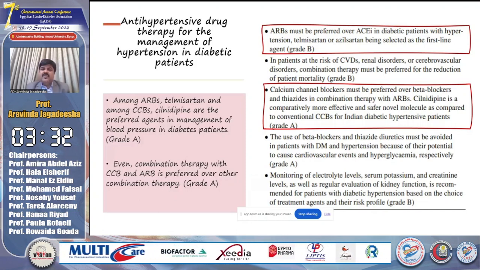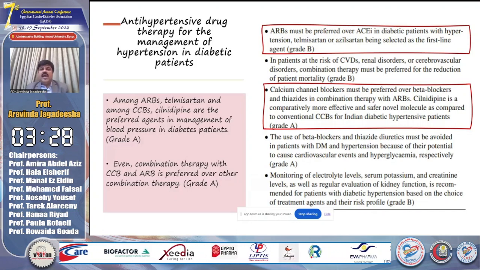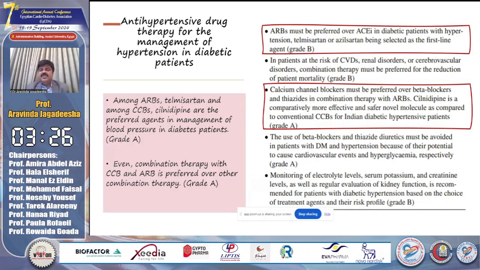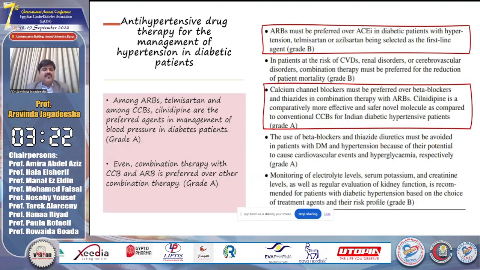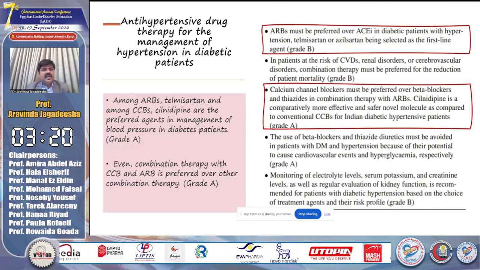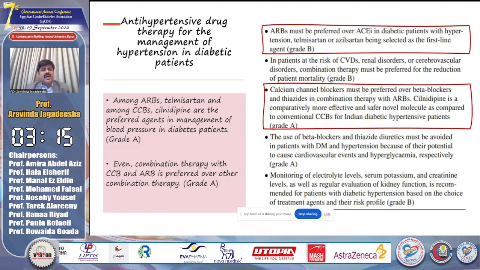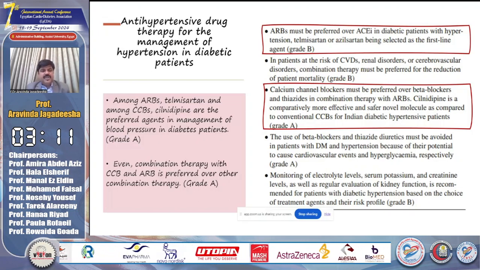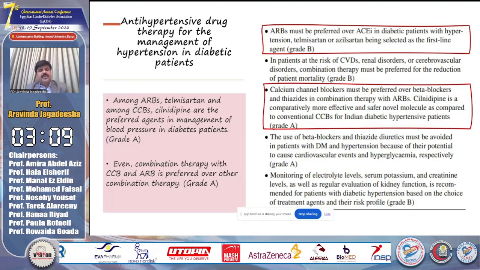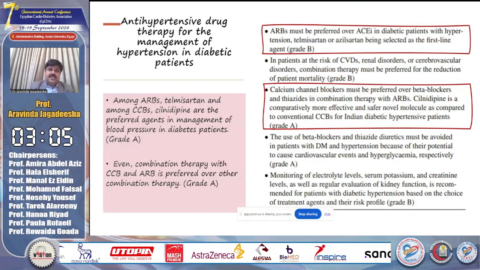Cilnidipine is a comparatively more effective and safer novel molecule as compared to the conventional CCBs for Indian diabetic hypertensive patients. On the left hand side, you can see among the ARBs, telmisartan, and among CCBs, cilnidipine are the preferred agents in the management of blood pressure in diabetic patients. Even combination therapy with CCB and ARB is preferred over the other combination therapy.